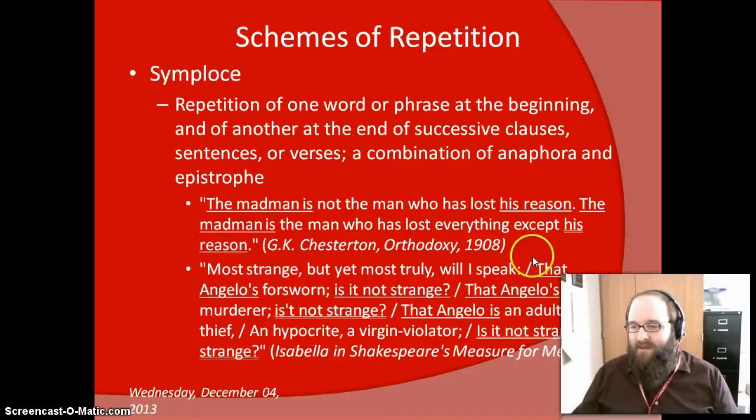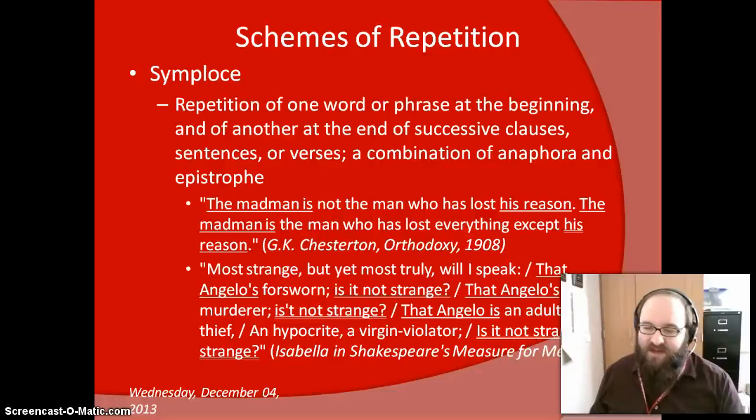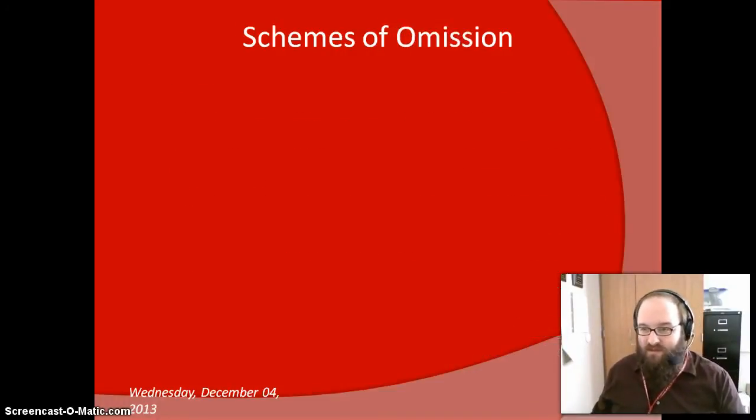Here again we have the repetition of a couple of phrases at the beginning of each of these lines, since this is verse, as well as at the end, is it not strange, is it not strange, is it not strange? So that is symploce, a pretty simple concept if you understand anaphora and epistrophe. It's just a combination of the two. Now let's take a look at some schemes of omission.